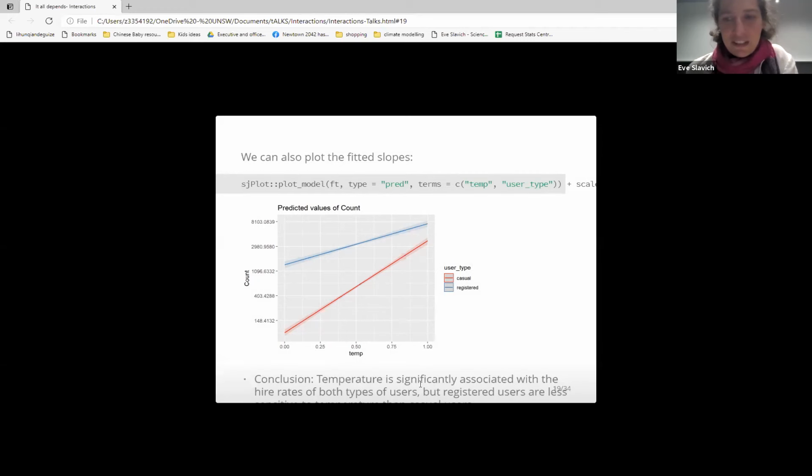So the main conclusion from this study is that temperature is significantly associated with higher rates of both types of users, because both of them had confidence intervals that were away from 0, but registered users are less sensitive in that they have a flatter slope, and that the difference is significant to the casual users.